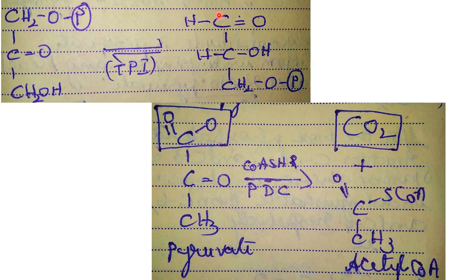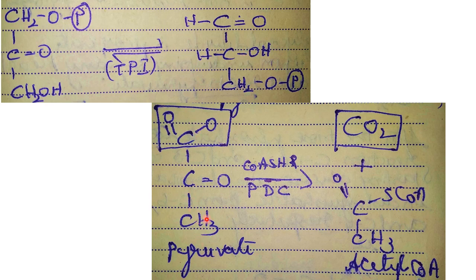That is, C1 of glyceraldehyde will be derived either from the 4th or 3rd carbon atom of glucose. C2 of this glyceraldehyde will be derived from the 5th or the 2nd carbon atom of glucose, and C3 of glyceraldehyde will be derived from the 6th or the 1st carbon atom of glucose. Now glyceraldehyde 3-phosphate undergoes various reactions and gives rise to pyruvate.